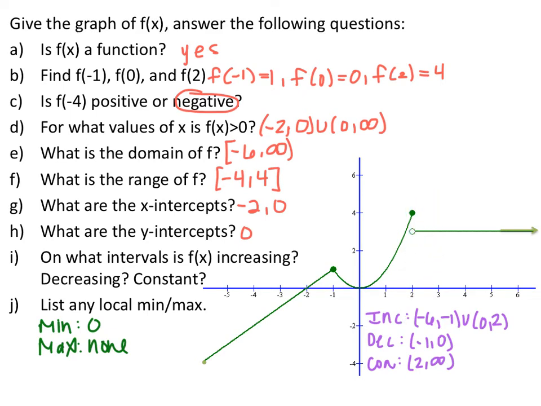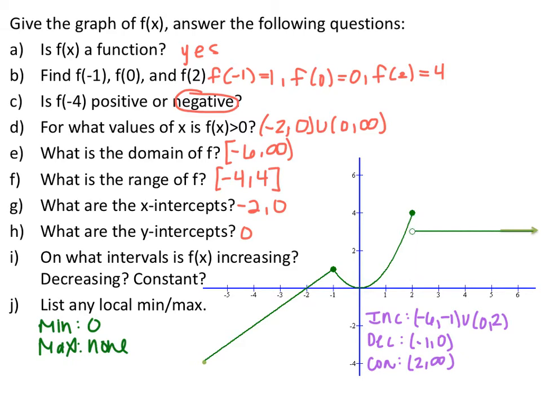F of negative 1 means what is your y-coordinate when x equals negative 1. So when x equals negative 1, our y-coordinate is, I'm going to assume, 1. F of 0, when x is 0, y is 0. So f of 0 is 0. When x is 2, f of 2, y is 4. It's the one that is actually filled in. So f of 2 is 4.